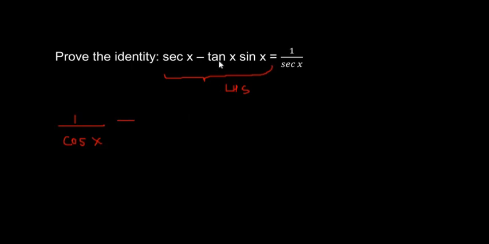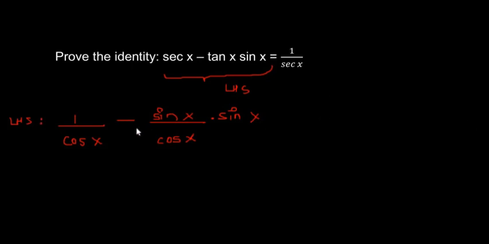minus, I'm going to change the tan in terms of cos and sine. So if there are terms which have sine and cos and there is a tan, change the tan to cos and sine. So tan, I'm going to change it as sine x over cos x using the quotient identity, into sine x. So this is the LHS.